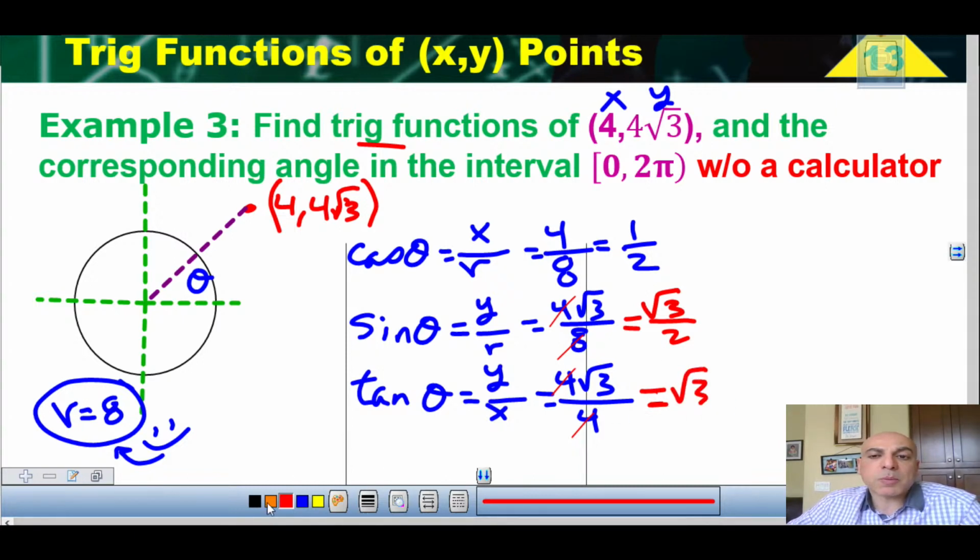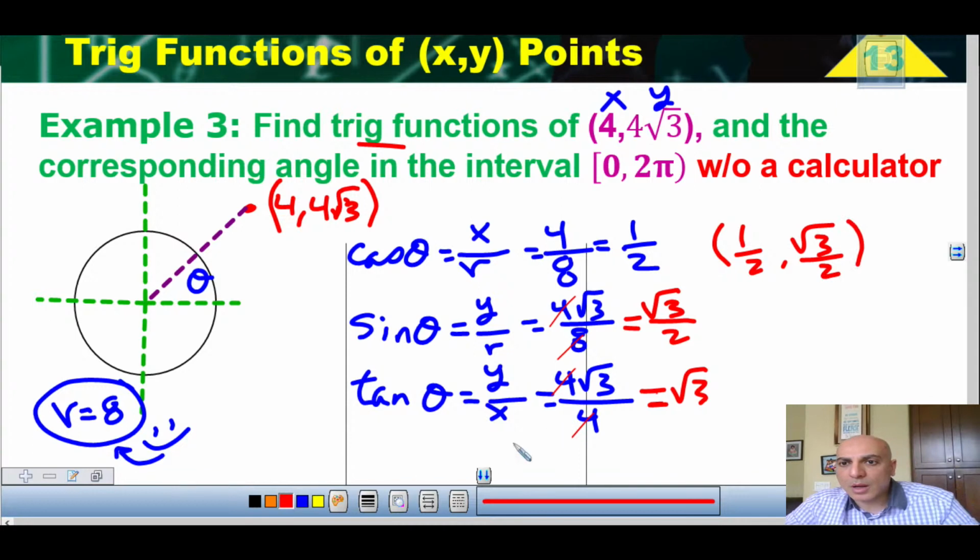So let me just put the point in a format that I'm aware of: 1/2, square root of 3 over 2. Oh my gosh, I've seen this before. Here we go. I've seen some of you in the comments. Yes, I know this one. This is 60. What are you talking about? Yes, that's angle 60. Come on.